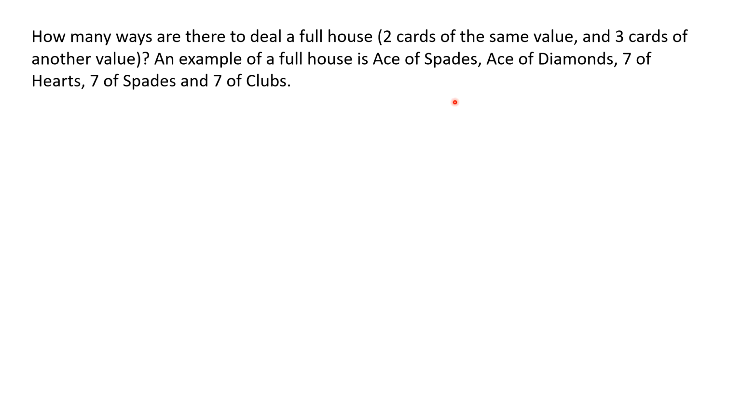So I have an example here. Ace of spades, ace of diamonds. That would be the two cards of the same value, referring to the ace, not the spade or diamond here. And then three cards of another value, that would be 7. So for example, 7 of hearts, 7 of spades, 7 of clubs. If you want to try it, pause the video. I'll come back in a second and give you the solution.